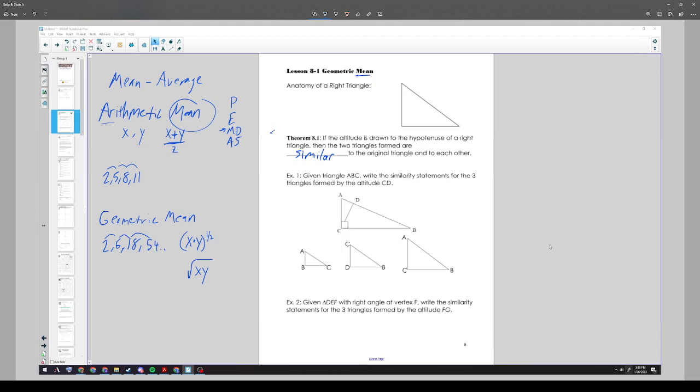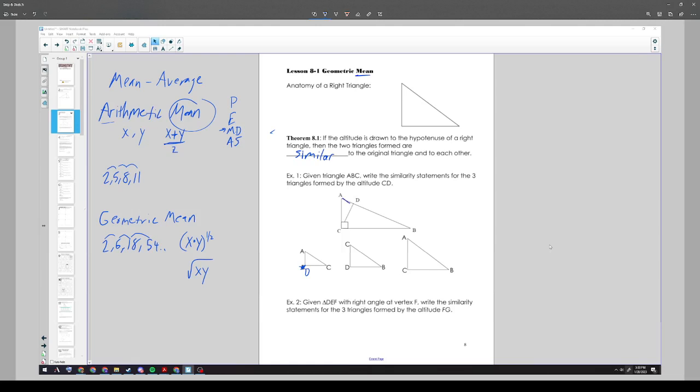So if my original was A, B, well, that's weird. This doesn't match the order. D, B, C, that one matches. So this should be A, C, B. And then that one is, oh, that is ACB. Wait, what's going on? This one should be ADC. So this is the typo. So ADC, CDB, and ACB.